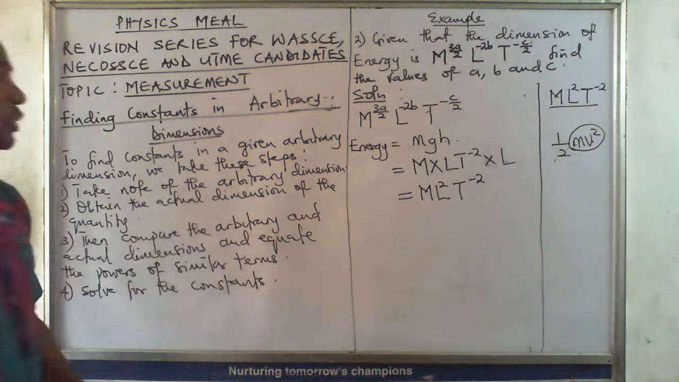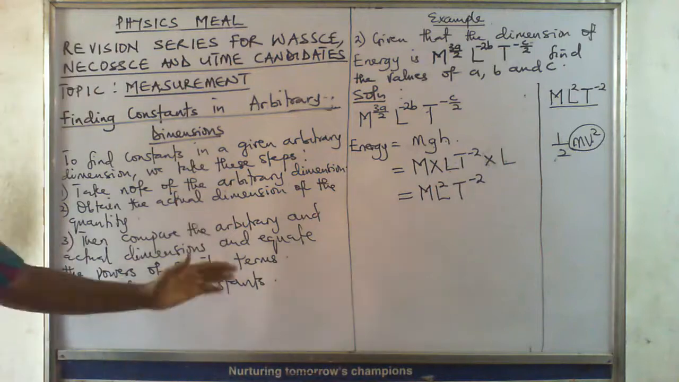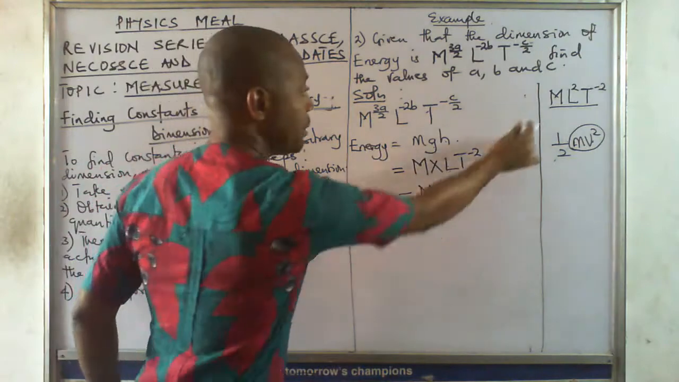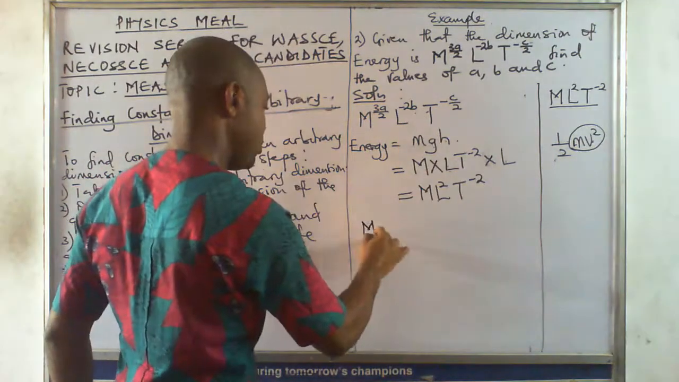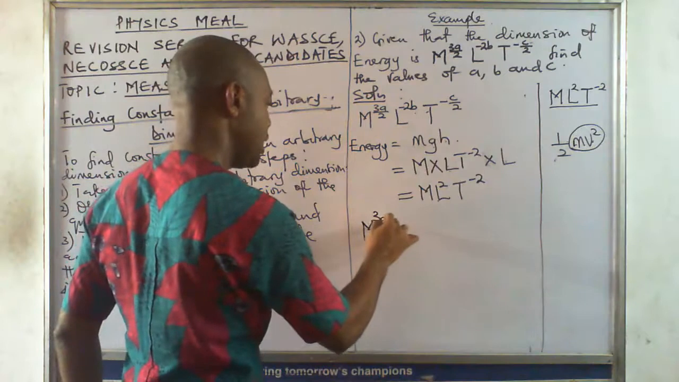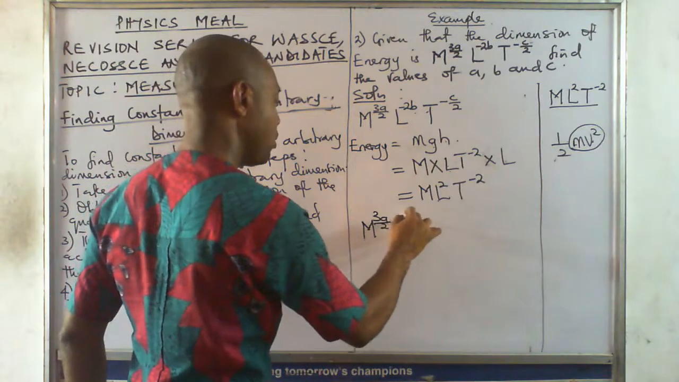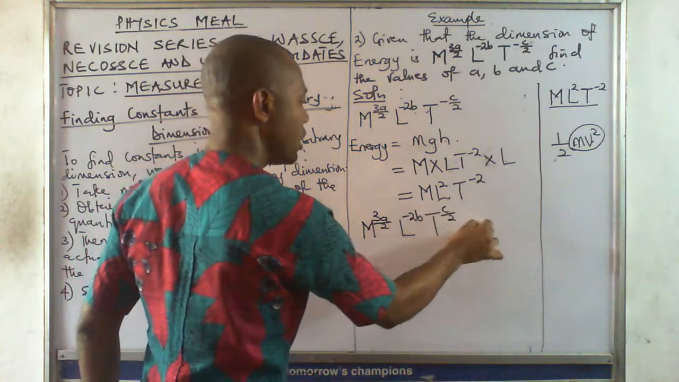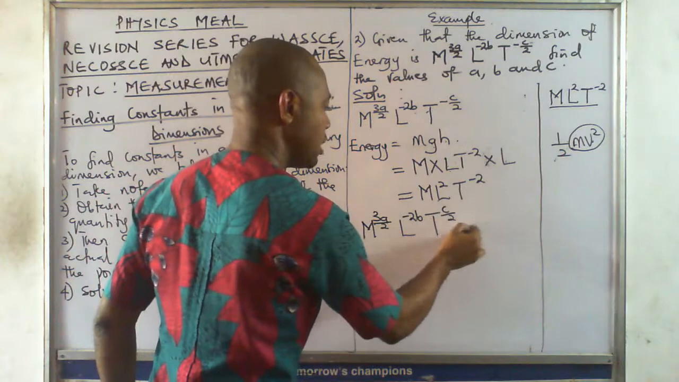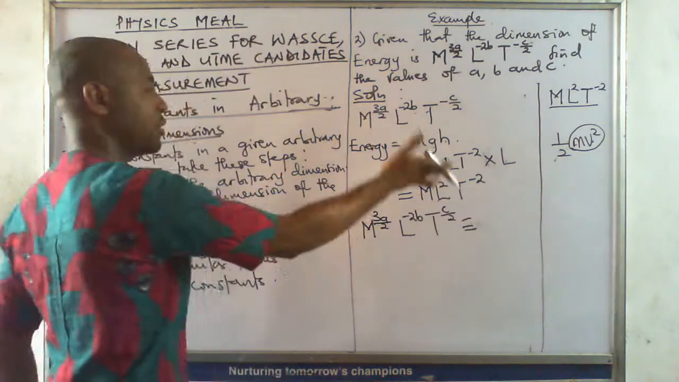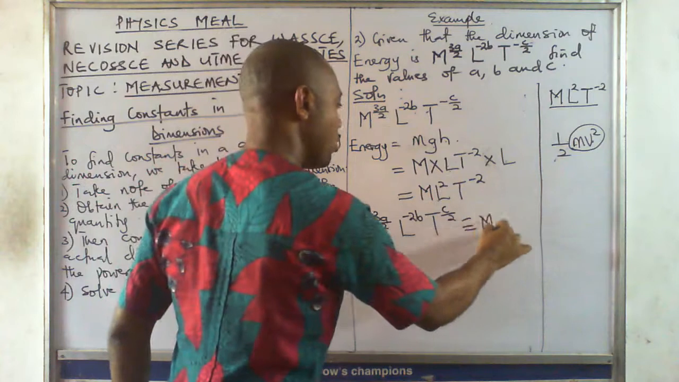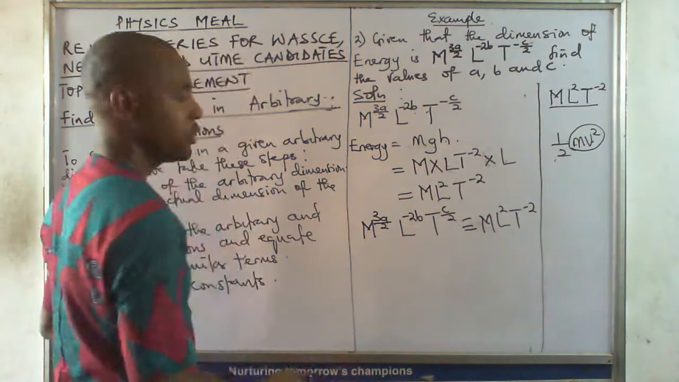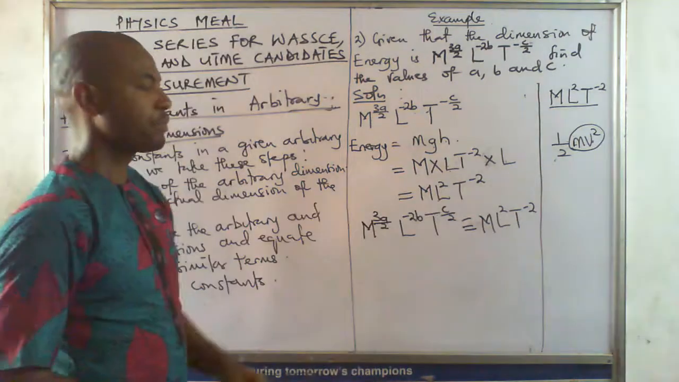And the actual dimension, and equate the powers of similar terms. So if we do that, the arbitrary dimension is M to the power of 3a over 2, L to the power of minus 2b, and T to the power of c over 2. This is equivalent to, we are comparing the arbitrary and the actual now, M L squared T raised to the power minus 2. Okay, that's this.